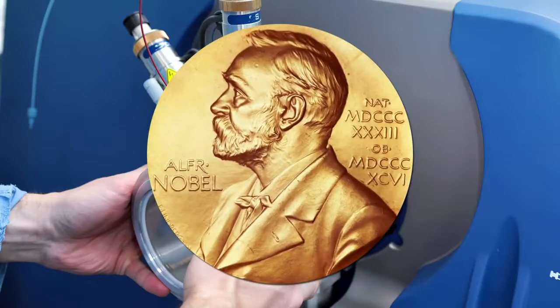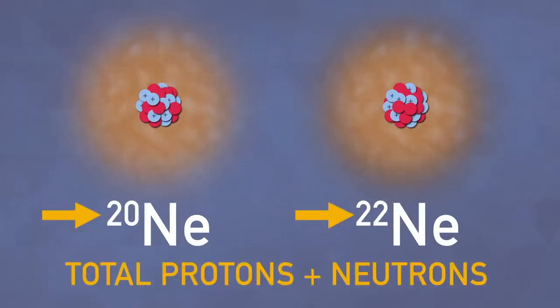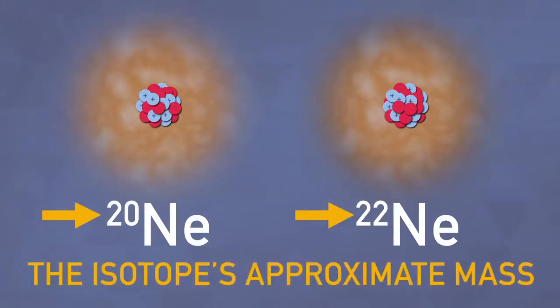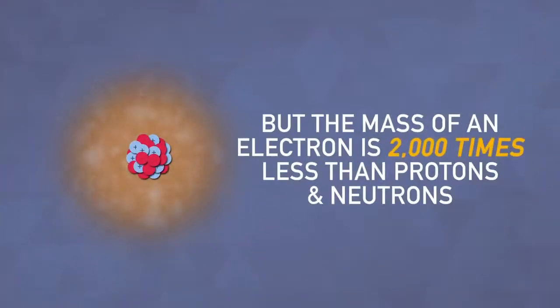Chemistry for his work. These are the isotopes of neon that Thomson and Aston saw. The numbers you see here tell you the total number of protons plus neutrons in each atom, and they also tell you the isotope's approximate mass. Technically, the mass of an atom would include protons, neutrons, and electrons, but since the mass of an electron is almost 2,000 times less than that of protons and neutrons, we can basically ignore them.